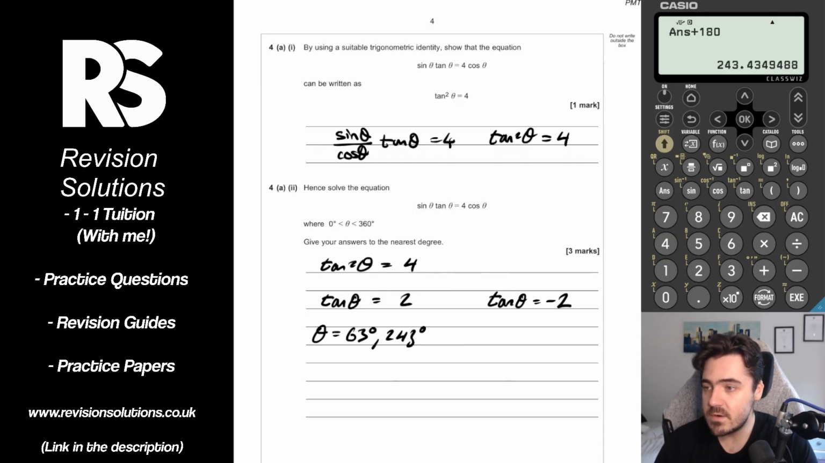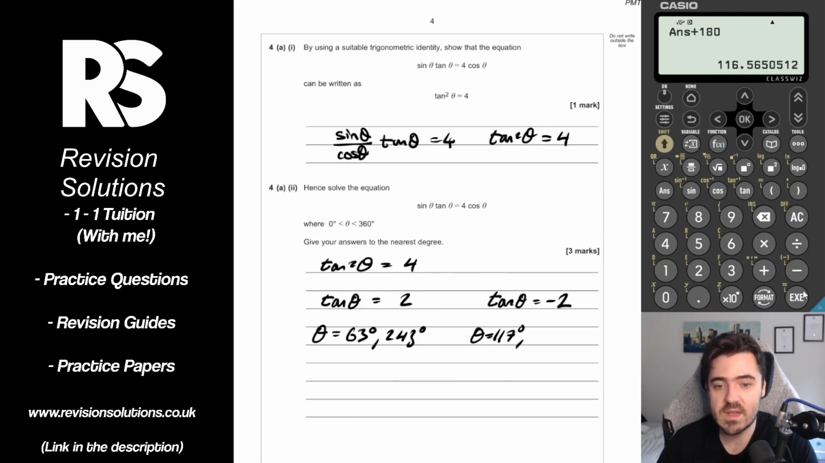Now let's do the same process, but for the tan theta equals minus 2 equation. So inverse tan of minus 2. That first gives us minus 63.4, which is not in our range, but we can do the same trick. We can add 180. That gives us our first solution of 116.56, which actually would round to 117 to the nearest degree.